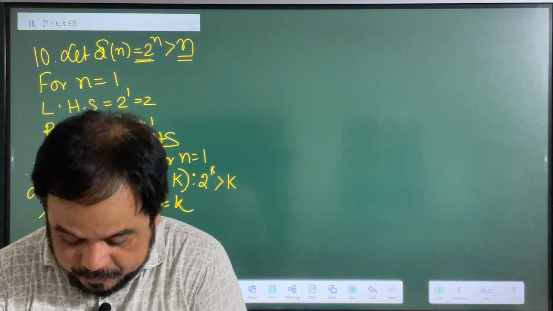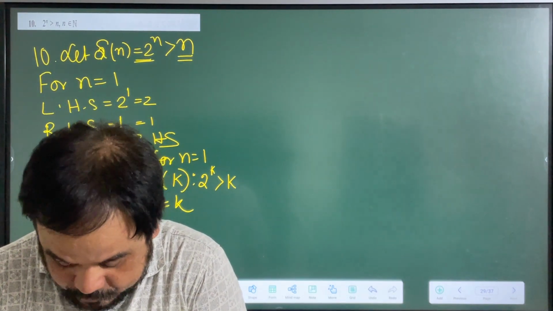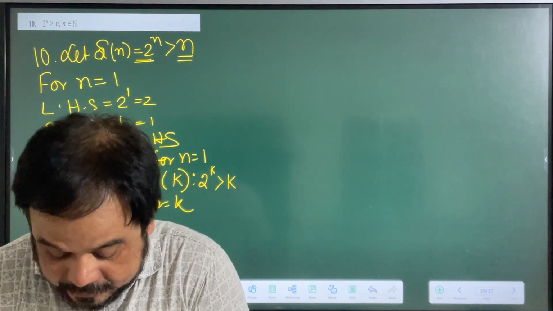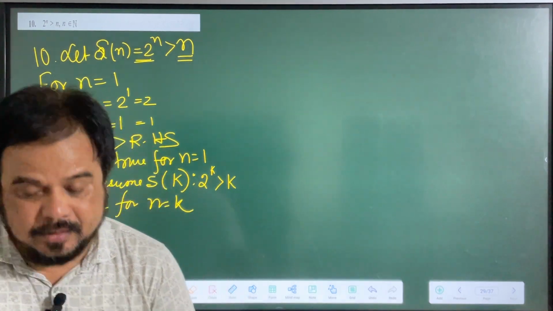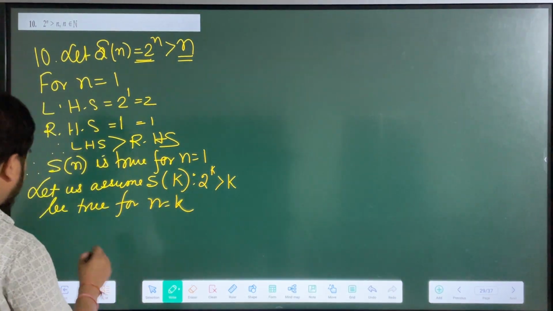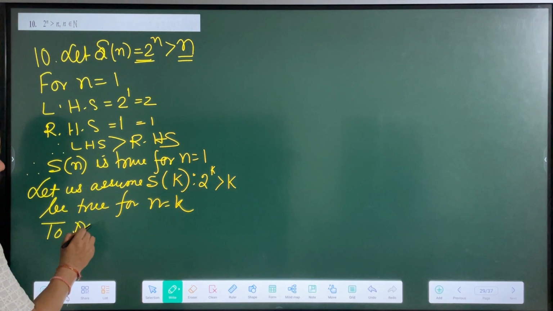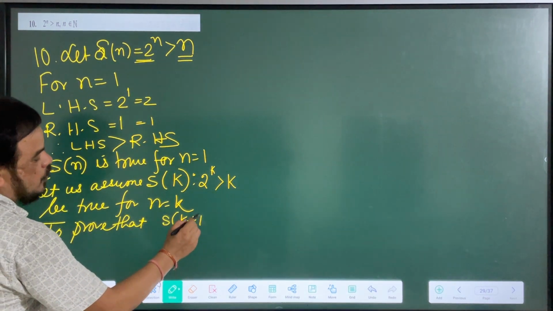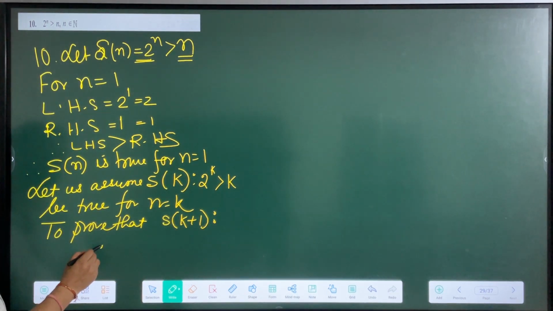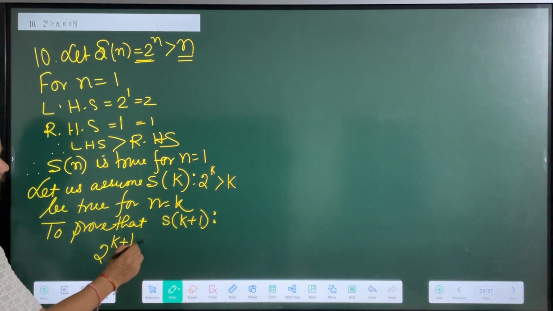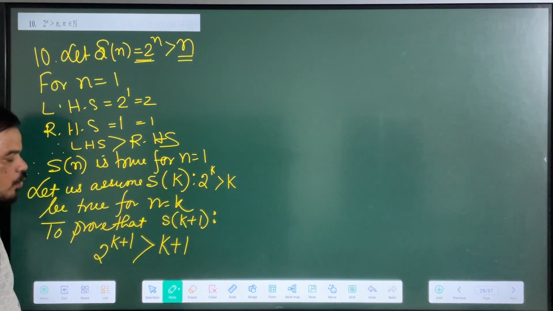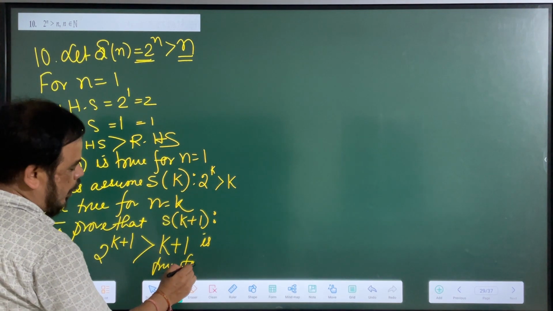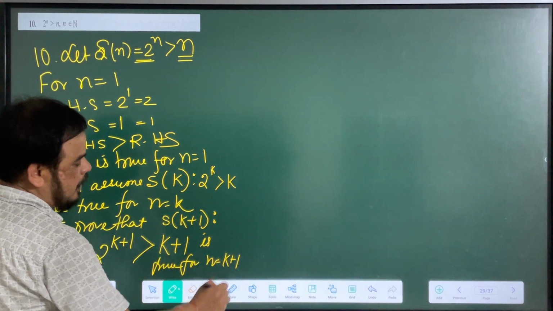So this sum will be a little different, not like other sums, because in other sums we have done left hand side and right hand side. Here the greater than sign is there, so we will do something a little different. The steps are the same: to prove that S(k+1), 2 to the power k+1 is greater than k+1, is true for n equals k+1.